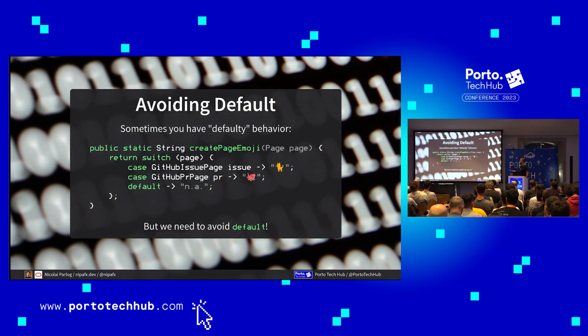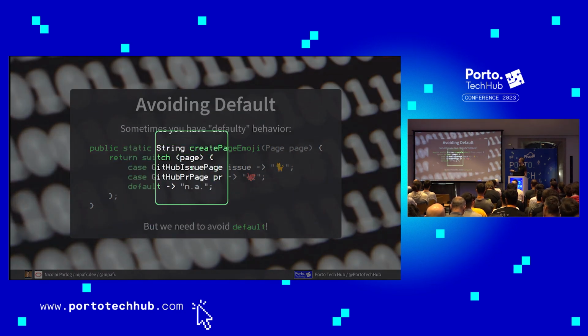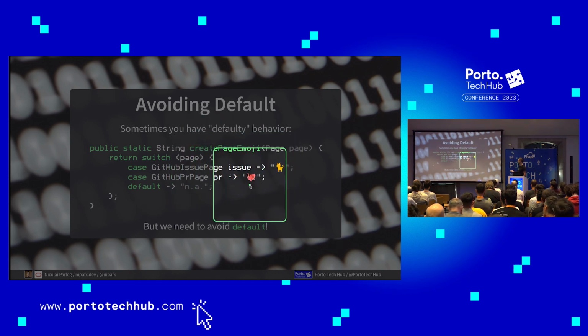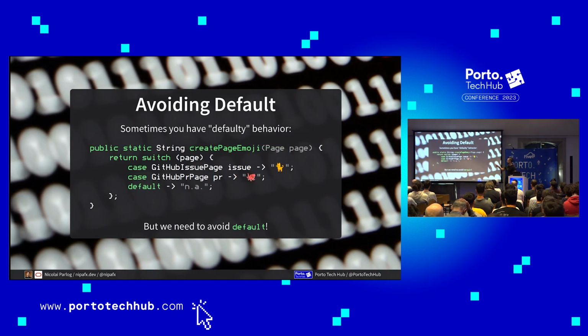On avoiding the default branch, that's sometimes a little bit hard, because you sometimes have a default behavior. Let's say for a page, you want to pick the emoji. So for an issue page we pick a cat, for a pull request page we pick the octopus. And for the GitHub error page, I don't care, it's still a page, it doesn't get an emoji. So an obvious solution would be to use default. But again, avoid the default branch, because if we do a default branch like this, and the GitHub commit page shows up, the compiler says, oh, well, it's exhaustive. The commit page goes into the default branch, right? So we need to avoid it.